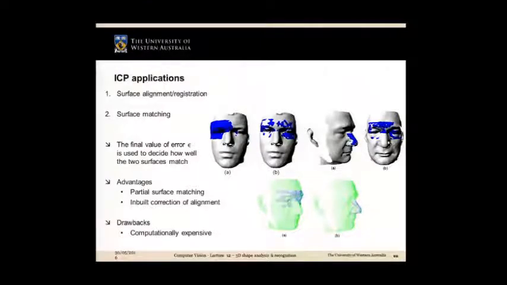The advantages of ICP are that partial surface matching could be done, and it has inbuilt correction of alignment, and that's based on the cost function. And as we said, there are so many iterations involved. It keeps on going until you get an error value which is less than the threshold. And the drawback is it is computationally expensive because there are so many iterations. You have to find the mean values, find the correspondences, find the closest points, and reduce the cost function here. So it's computationally expensive.